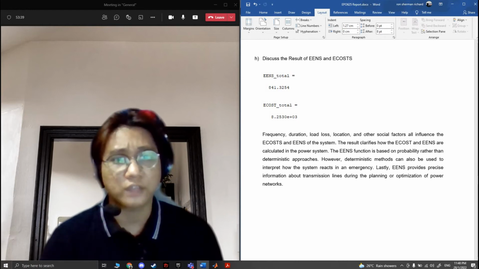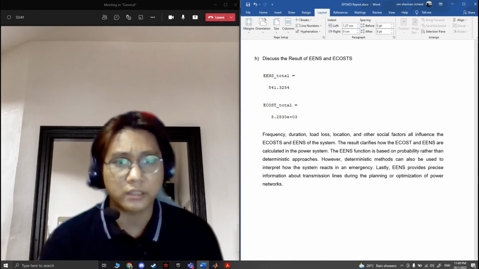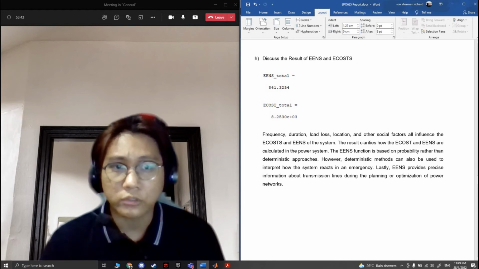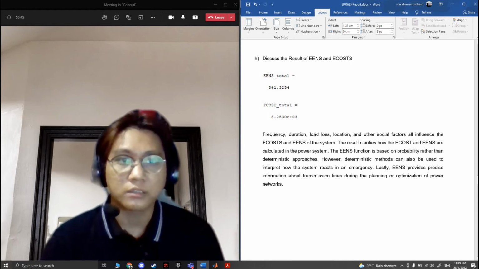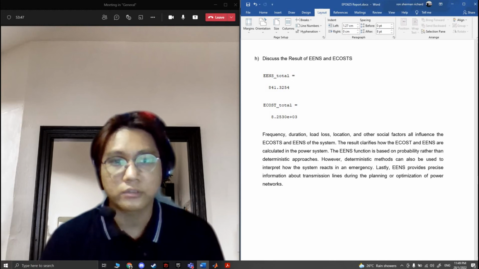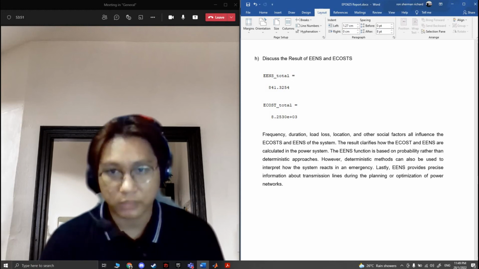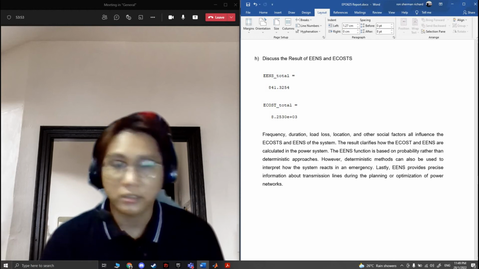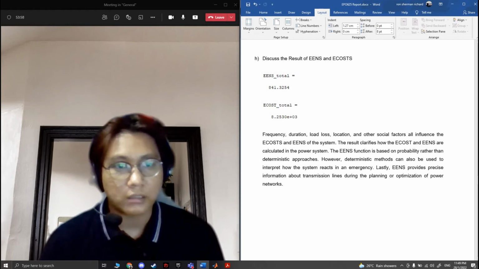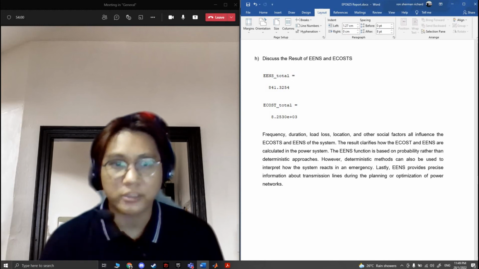The ENS function is based on the probability rather than a deterministic approach. However, deterministic methods can also be used to interpret how the system reacts in an emergency. An emergency refers to the generator outage. Lastly, ENS provides precise information about transmission line during the planning or optimization of power network.